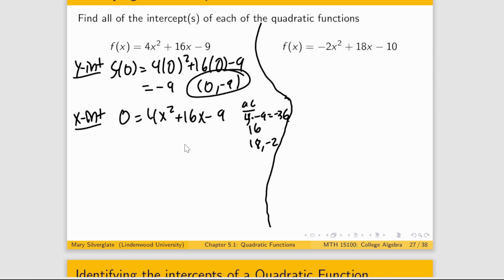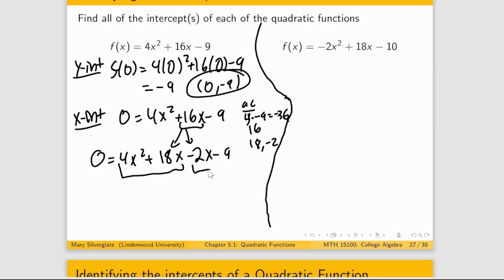Remember, when I do that, I can't jump straight to my parentheses. Instead, I'm breaking up that middle term. So I have 0 is equal to 4x squared plus 18x minus 2x, drop down the -9. Then I want to do my grouping. Between 4x squared and 18x, their greatest common factor is 2x. 4x squared divided by 2x leaves me with 2x. 18x divided by 2x leaves me with +9.